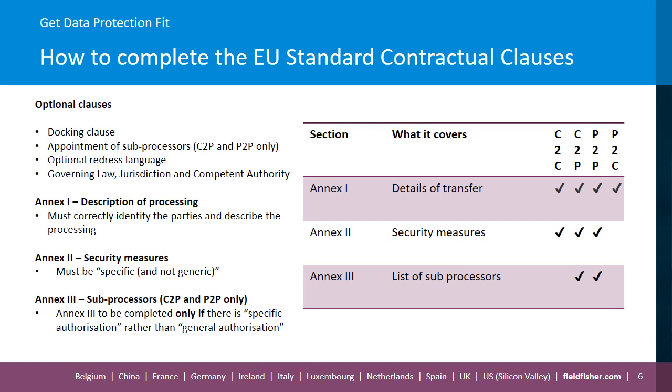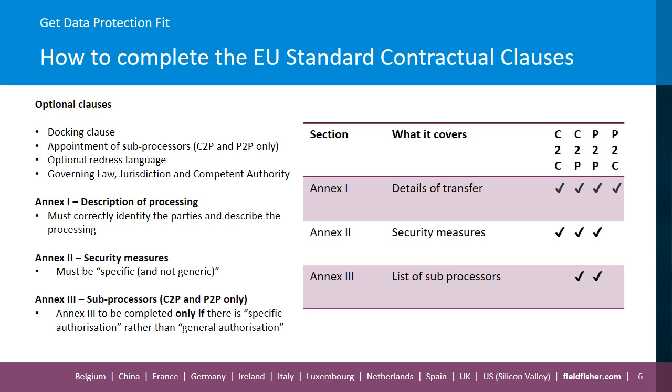The second optional clause you will see is the appointment of sub-processor clause, and as you can see, this applies to modules 2 and 3 only. Under this clause, parties have to choose from one of 2 options, either prior specific authorization or general written authorization. For both options, the processor must provide the controller with a list of all sub-processors, and this must be their specific names and not just the category. In the case of prior specific authorization, the processor will need to submit a request to engage any sub-processor as well as completing Annex 3.